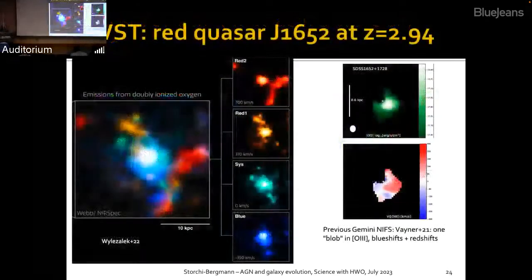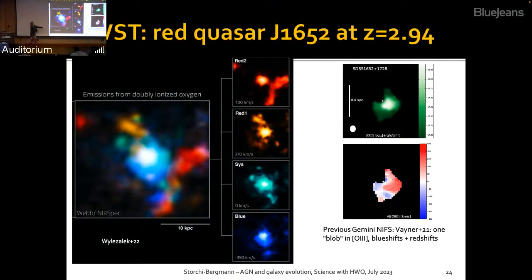And then we have this result with JWST by Wylezalek et al., compared to a ground-based study. So this was done with SINFONI, the same source observed with SINFONI. We just found a blob of gas emission in [O III], the ionized gas, and some kinematics here, blue shifts and red shifts. But then when they look with the James Webb, with NIRSpec, at more or less the same scale, you see much more emission, and you see much more kinematics. So we see blueshift here, zero velocity, redshift. So it's a much more complex picture.